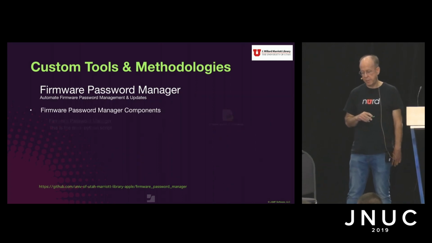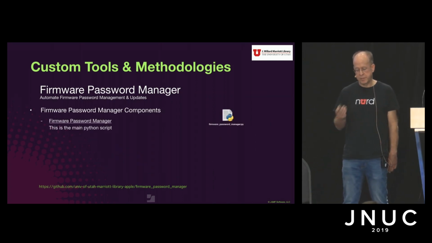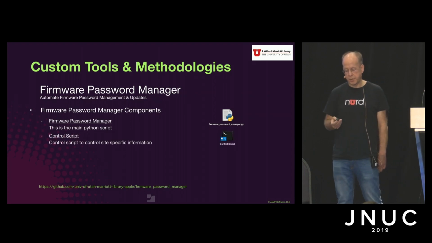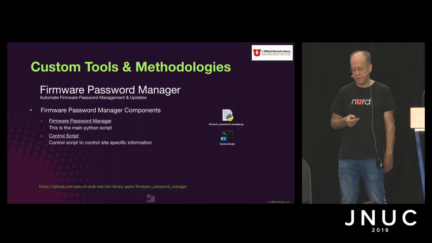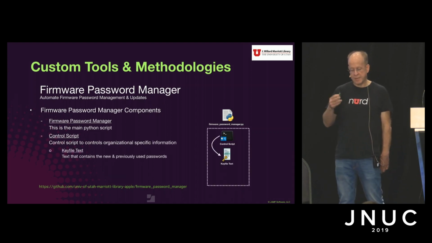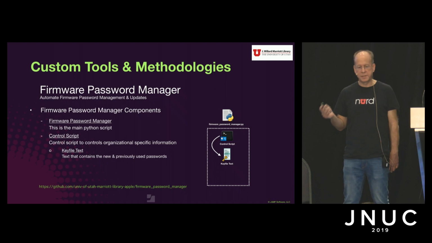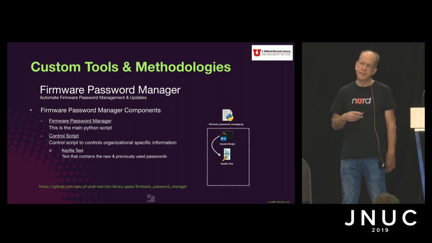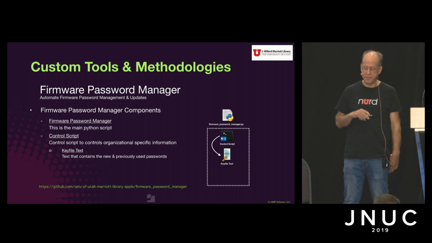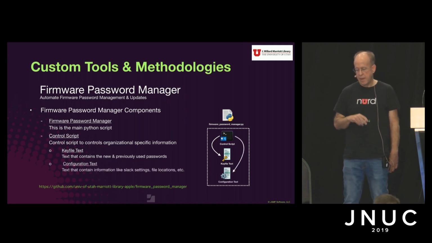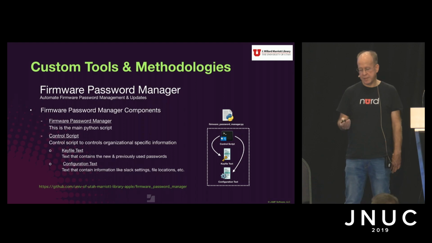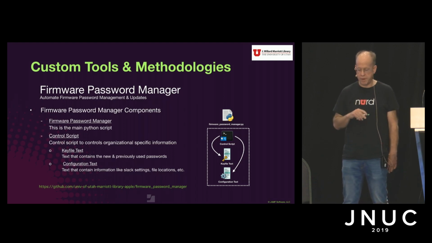Here are the components of Firmware Password Manager. There's the primary script, which is a Python script. There's a control script that allows you to customize it for your Jamf environment. It has a text file inside, which is a key file that includes your current password and your previously used passwords. So we ran into an issue where we had a stockpile of machines that had 15 previous passwords, and we didn't want someone to type each password in. This would automate the process of cycling through all our previous passwords. There's also a configuration text file, so you can integrate Slack settings and file locations for your environment.